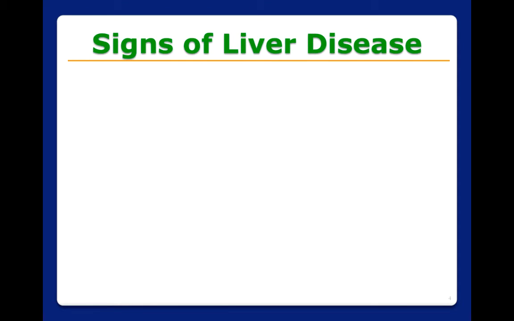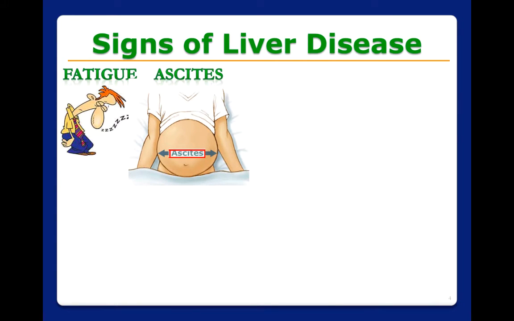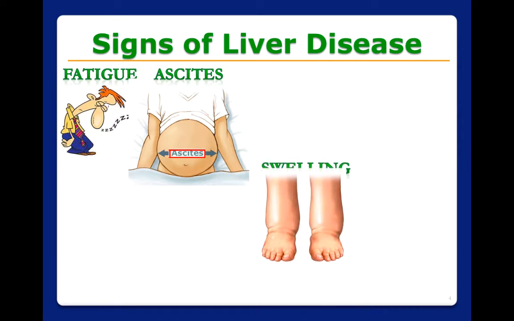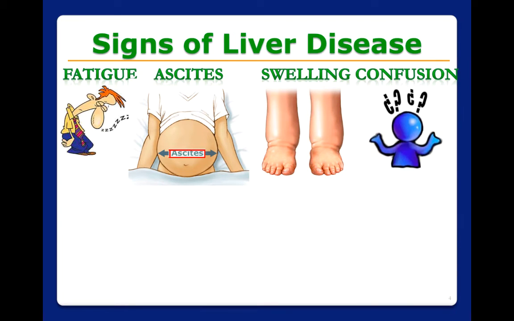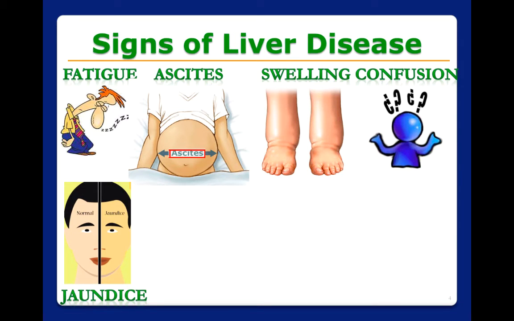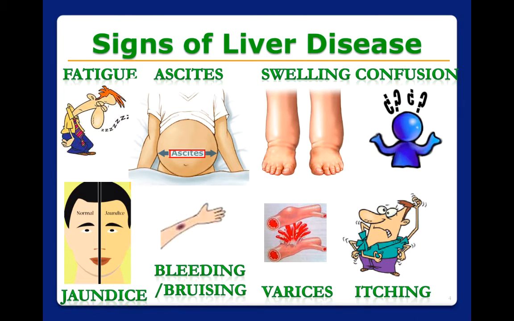Signs that your liver may be failing include feeling very tired or fatigued, buildup of fluid in your belly or ascites, edema or swelling, forgetfulness or confusion, known as encephalopathy, yellowing of the skin or the eyes, called jaundice, tendency to bruise and bleed easily, bleeding in the stomach, esophagus, or intestines, called varices, generalized itching.